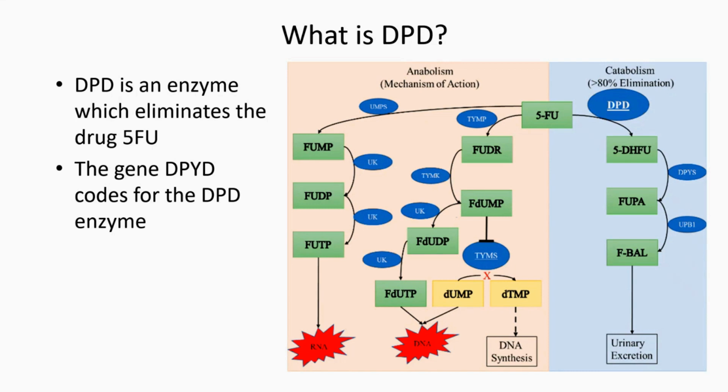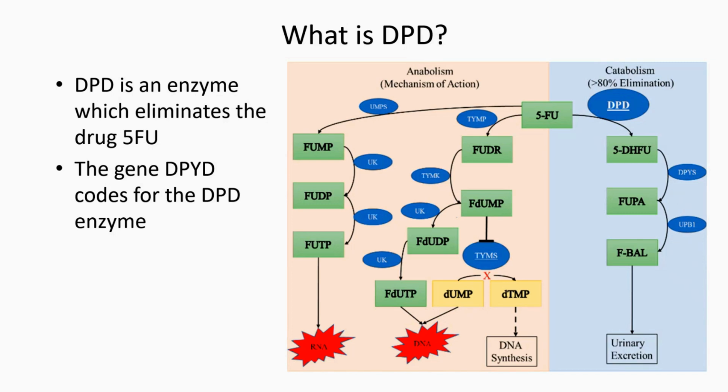So what is DPD? DPD is an enzyme which clears from the body a drug called 5-FU, and 5-FU is the most commonly prescribed chemotherapy for colorectal cancer, and it pretty much would be given to all patients with bowel cancer who need chemotherapy, either in a post-operative or pre-operative situation, or as controlling chemotherapy for patients with advanced disease. This protein DPD is coded for by a gene called DPYD, so the terminology can be slightly confusing.